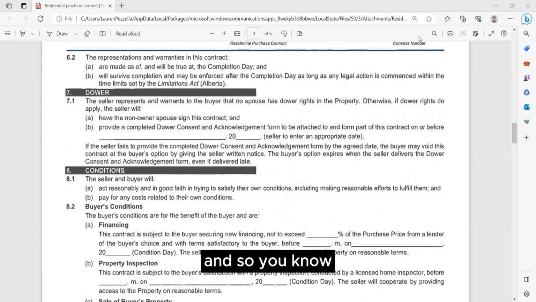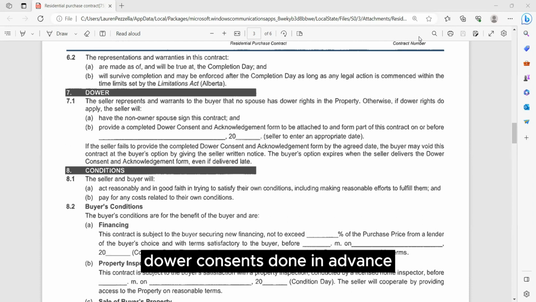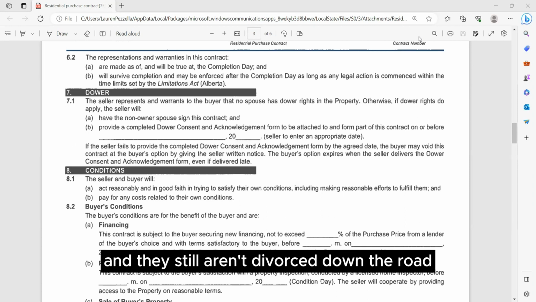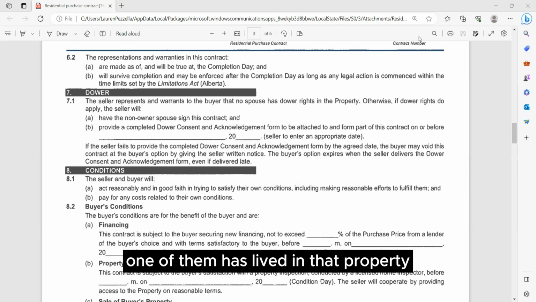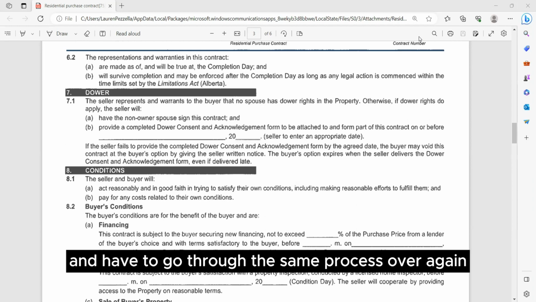And so, this is one of the reasons why, in looking at your property, especially if people are separating, they might want to get those dower releases, dower consents, done in advance from the other party to ensure that they can actually deal with it themselves. The trick is if they do that and they still aren't divorced down the road, then it would apply, even if they do get a dower release, to their next property, because again, as I said, one of them has lived in that property. So when they want to resell that one, that could be an issue, and they have to go through the same process over again.